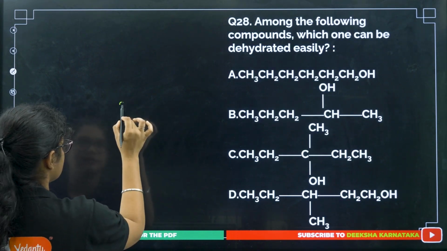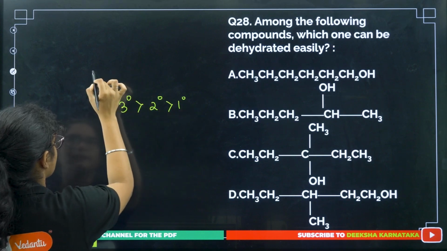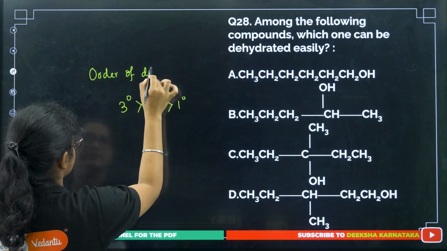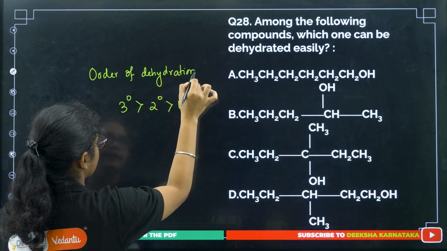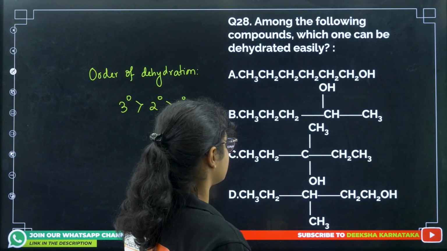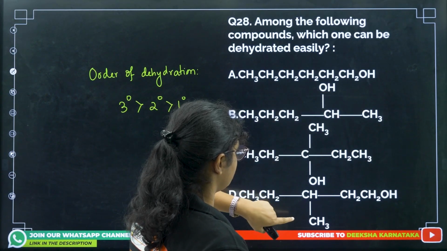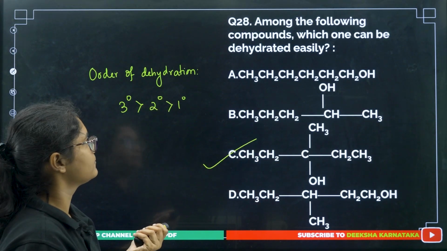So again, if you remember, the order of dehydration is 3 degree, 2 degree and 1 degree, right? Order of dehydration, right? So now if I see 3 degree, 2 degree, 1 degree, I can see this is 1 degree, this is 2 degree, this one is 3 degree and this is again 1 degree. So the correct answer is option number C here.